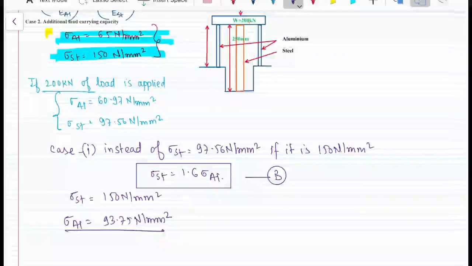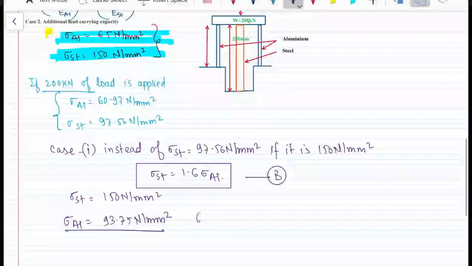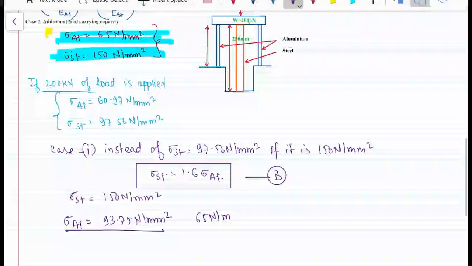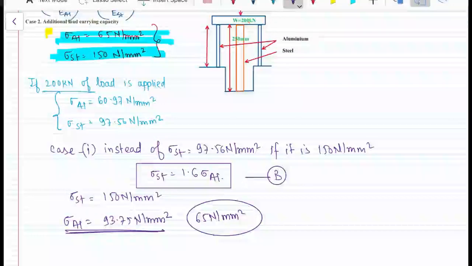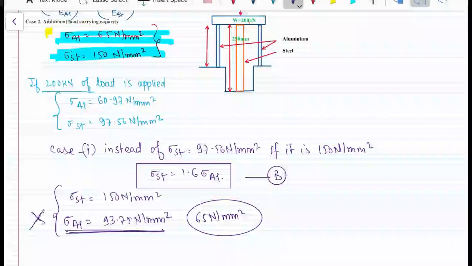Now what is the limiting value for the aluminum? It is 65 Newton per mm square. The stress in aluminum should not exceed 65 Newton per mm square. But if we are taking steel stress as 150 Newton per mm square, the stress on aluminum will be 93.75, which is more than 65 Newton per mm square. So this case will not be acceptable. Now we will go for the second case.